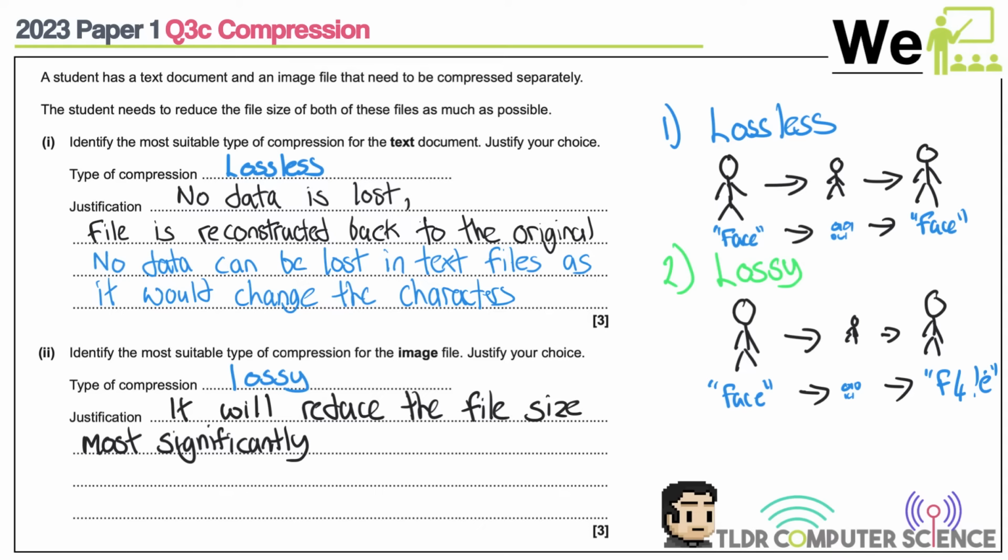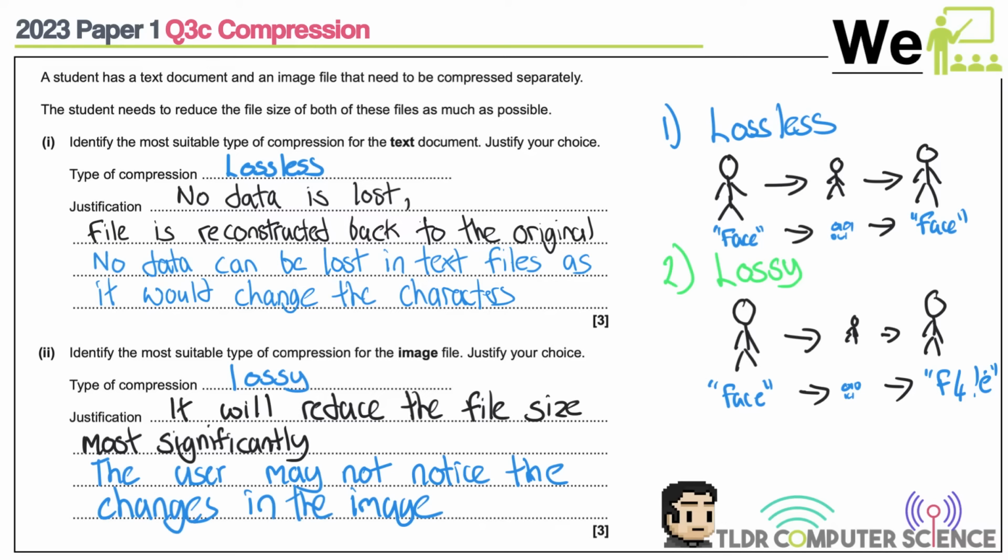Okay, well, why didn't we just use lossy last time with text? Well, remember, with text, we're going to notice if a character changes. So our justification this time is that the end user may not notice the difference. Because bear in mind, the changes, as I mentioned earlier, will be things like an individual color change, that sort of thing.